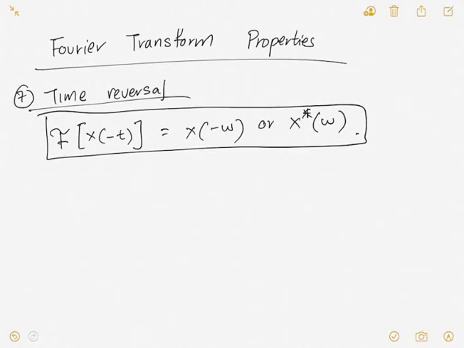So this is the property of time reversal. The Fourier transform of x(-t) gives X(-omega). Okay, now let's look at the example.